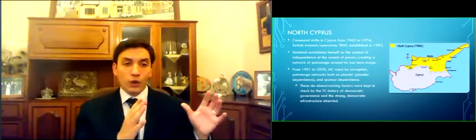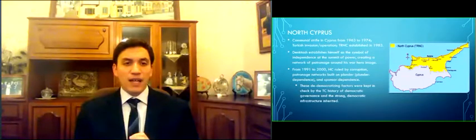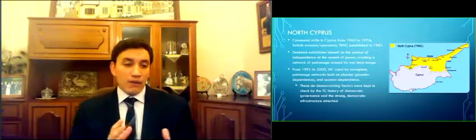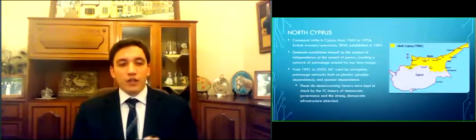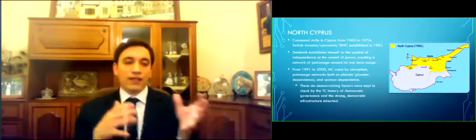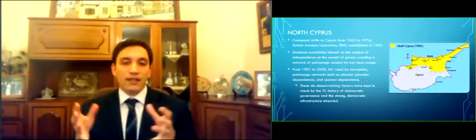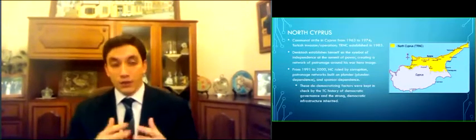So from 1991 to 2000, North Cyprus was really ruled by corruption and patronage networks and dependence on Turkey, really. However, these de-democratizing factors were kept in check by the fact that Turkish Cypriots had a long history of self-governance and democratic governance, and democratic infrastructures had been inherited from the Republic of Cyprus, from which North Cyprus seceded.